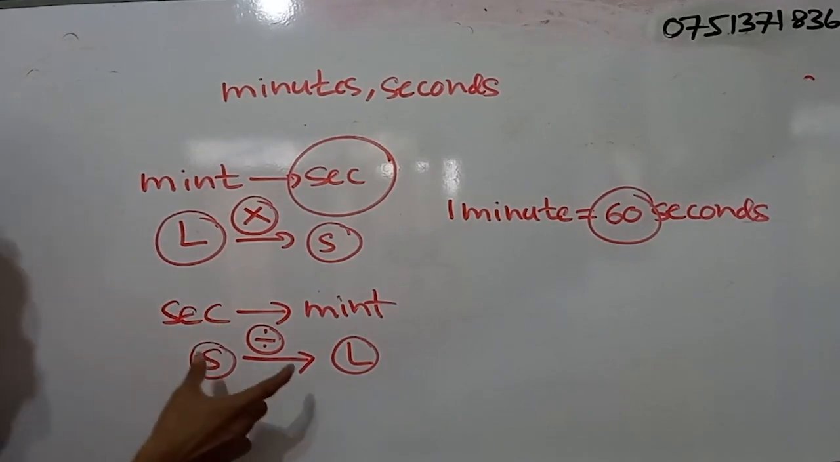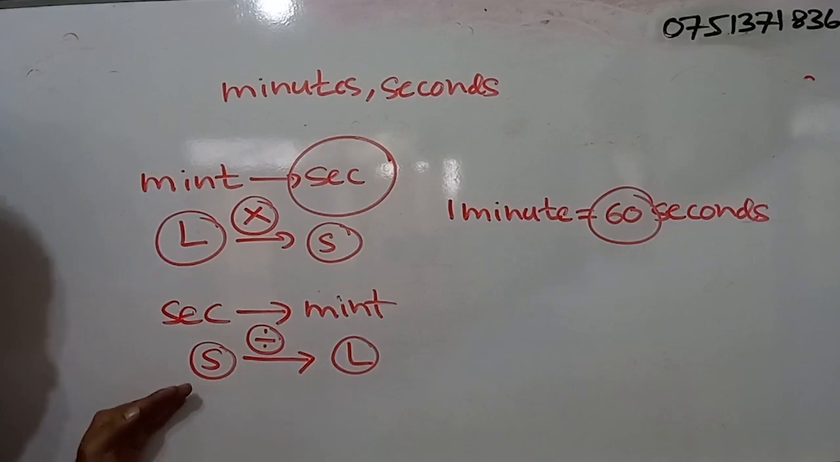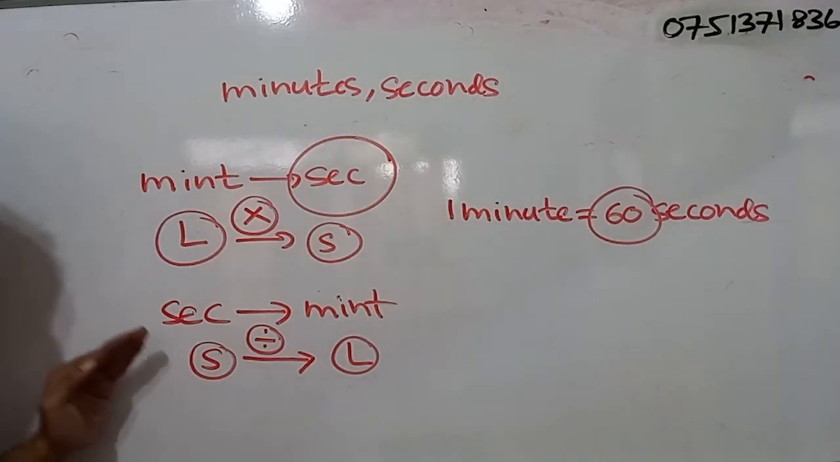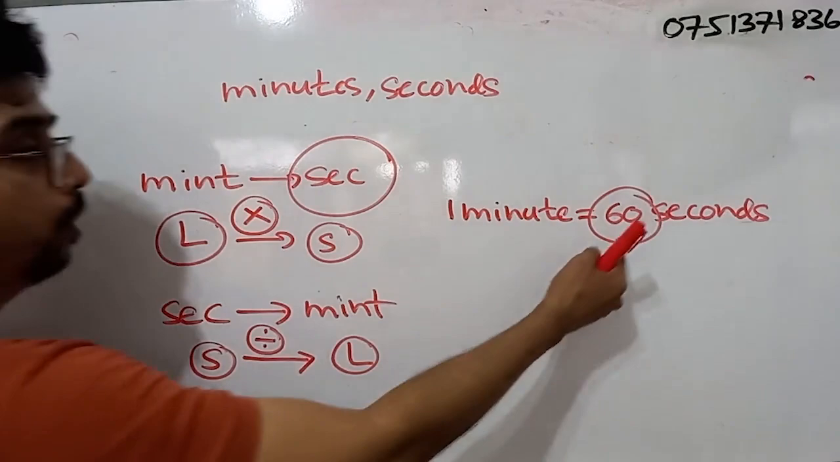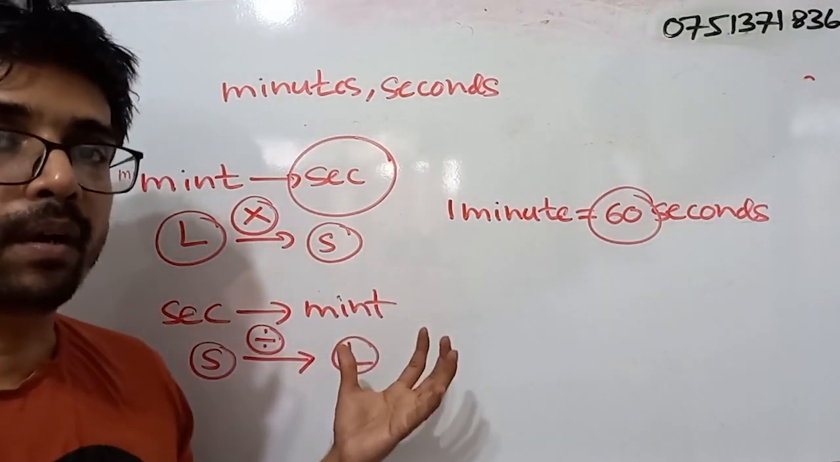So here also we need this relationship. So what do we have to do? We have to divide the given seconds by 60. So why is this important?